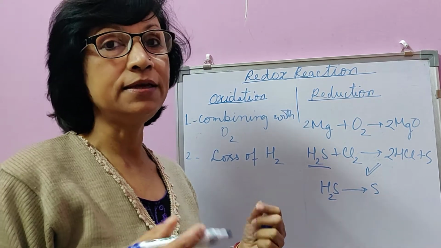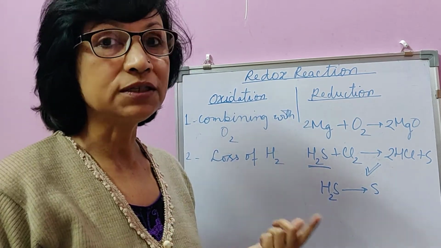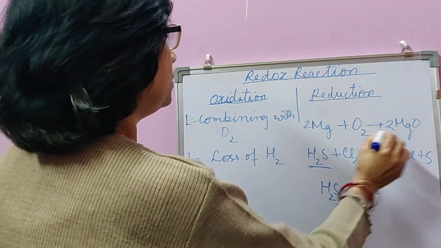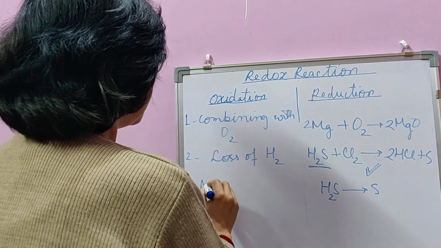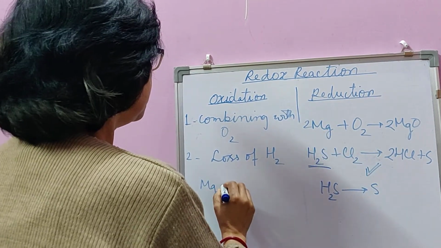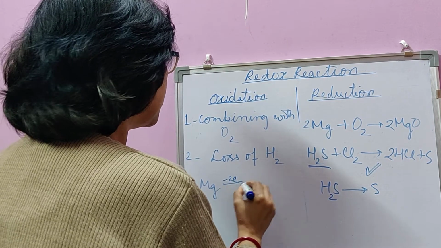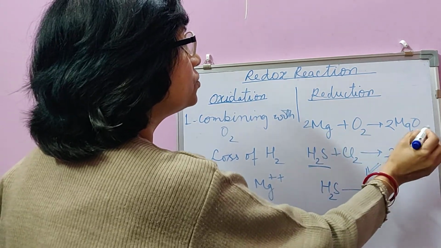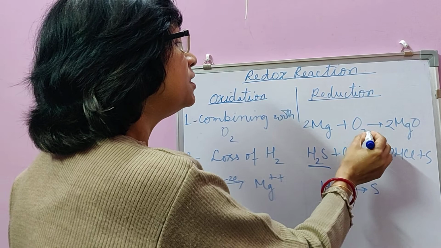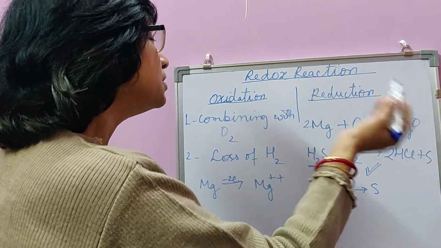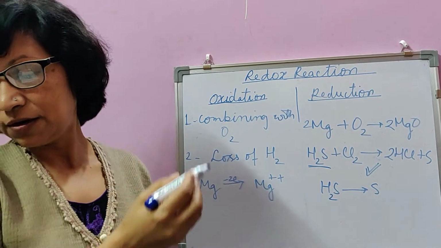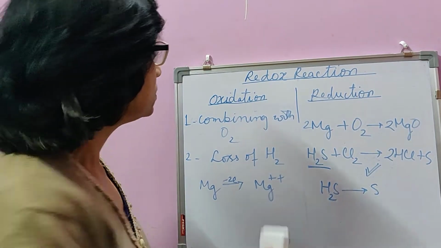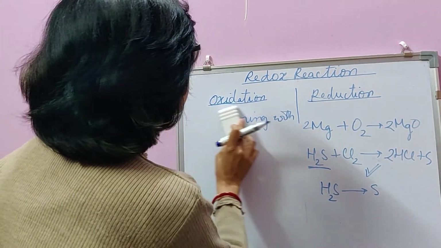Loss of electron by any substance is its oxidation. For example, look at this reaction only, 2Mg plus O2. Here the magnesium atom loses 2 electrons and becomes Mg2+. So in this reaction magnesium is combined with oxygen, but we can understand it with the help of electrons as well. So there are certain reactions which are oxidation reactions, yet oxygen is neither added nor hydrogen is removed.